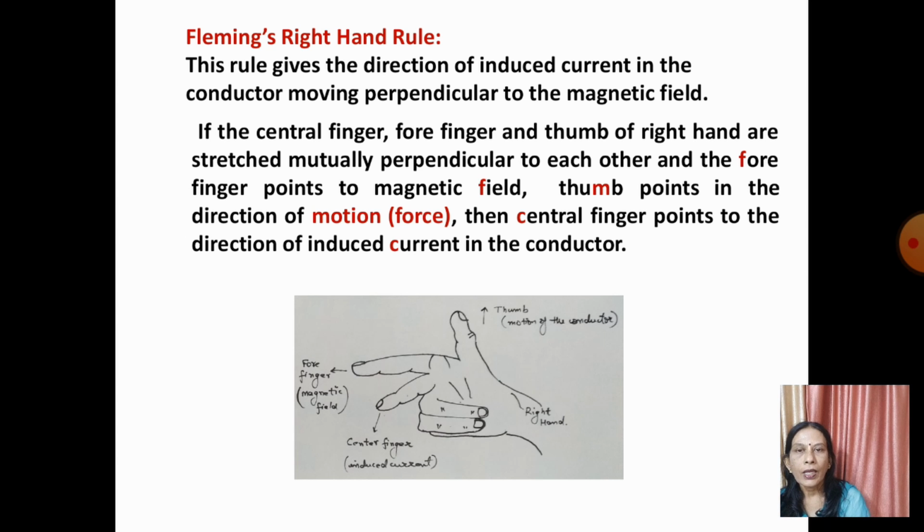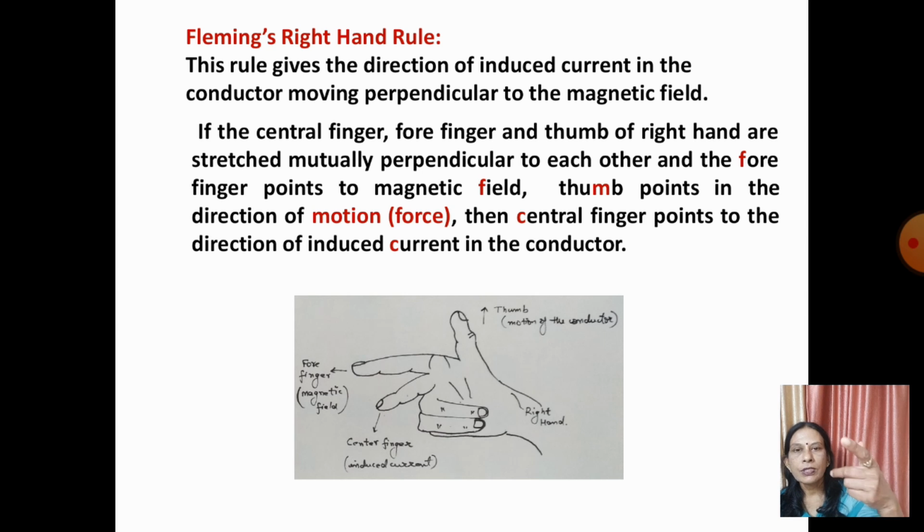Now, as the current is induced in the circuit because of the change in magnetic field or magnetic flux, the direction of induced current is given by Fleming's right hand rule. In the previous example of motional EMF, to find the induced current, the direction of induced current will be according to Fleming's right hand rule. What is Fleming's right hand rule?